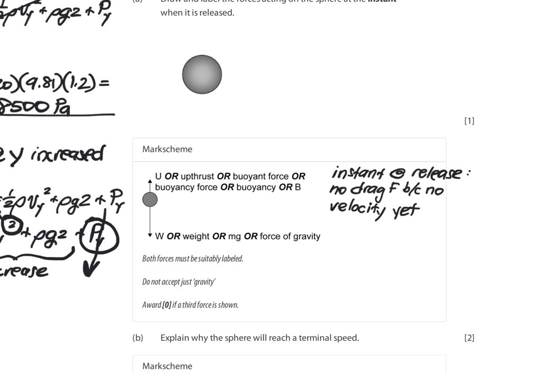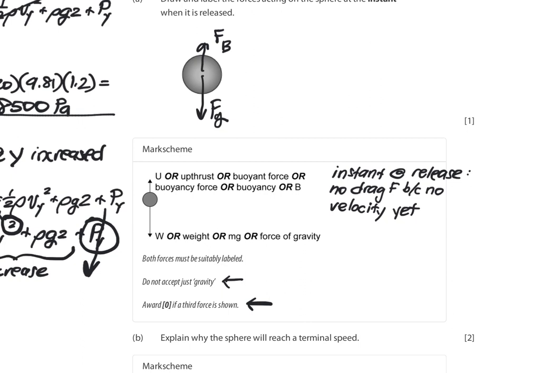So there is weight pulling down, there's the buoyant force going back up, but notice it says give no points if you include a third force, so be careful there. And also notice that it says do not accept just gravity. I hear physics students say that a lot. They say gravity, force due to gravity. Just saying gravity is not a force. You could have acceleration due to gravity. You could have force due to gravity. Gravity causes a force, but you can't just say gravity. That's more of a phenomenon. So you have to say weight or force due to gravity.